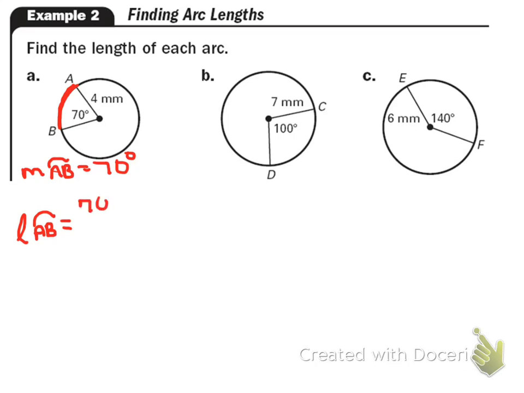So the fraction is 70 over 360. Because it's 70 degrees of the entire 360 degrees, I take that fraction and I multiply it times the entire circumference. And the circumference is found by taking 2 times pi times the radius. And the radius here is 4. Punch this into your calculators. 70 over 360 times 2 times pi times 4, and find that this arc length is approximately 4.89 millimeters.